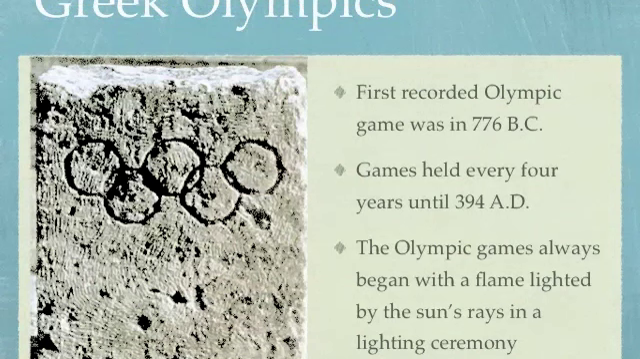The Greek Olympics have been going on for such a long time. The first one was recorded in 776 BC, and they were held every 4 years until 394 AD. The Olympic Games always began with a flame lighted by the sun's rays in a lighting ceremony.